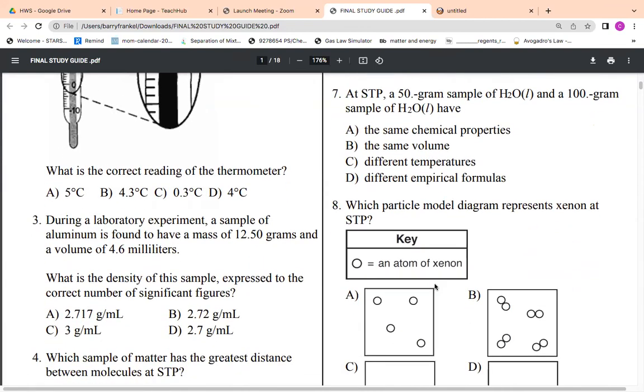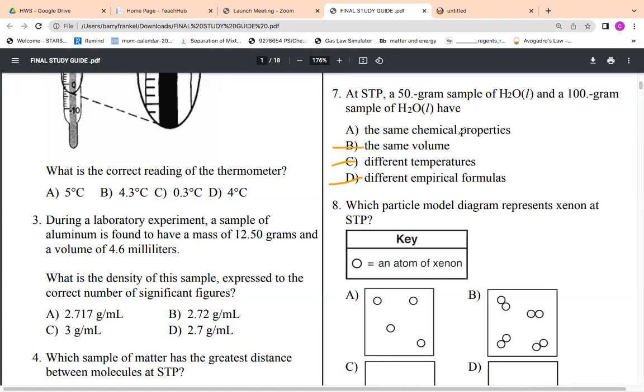Number 7. At STP, a 50-gram sample of liquid water and a 100-gram sample of liquid water have the same or different what? So they're both at STP, so they both have the same temperature. So this doesn't make sense. They have the same formulas. They're both H2O. They're not going to have the same volume because there is a different amount. A larger amount would obviously take up a larger volume.